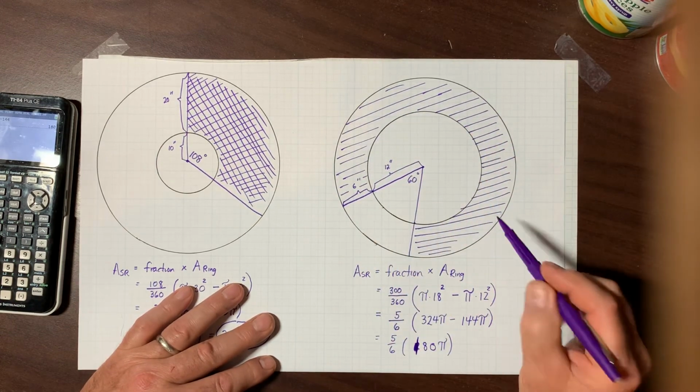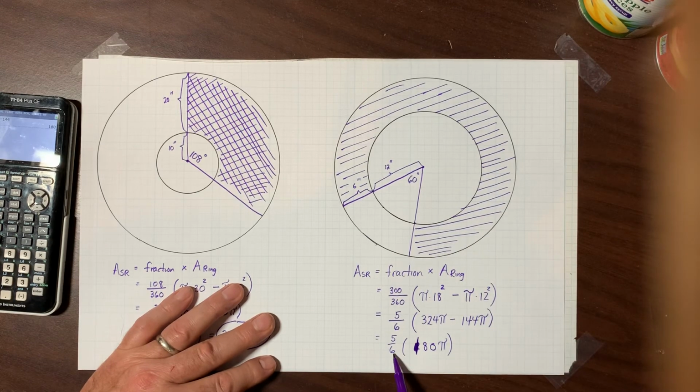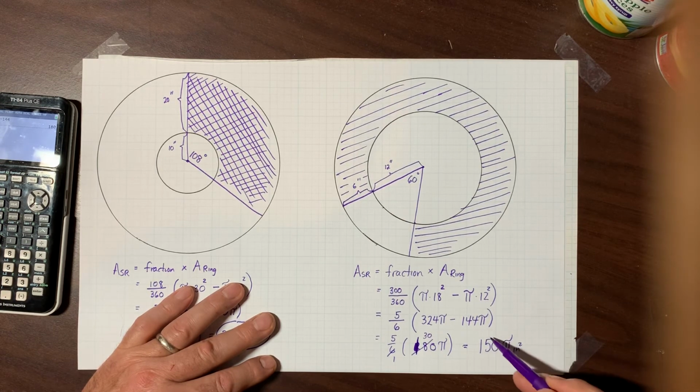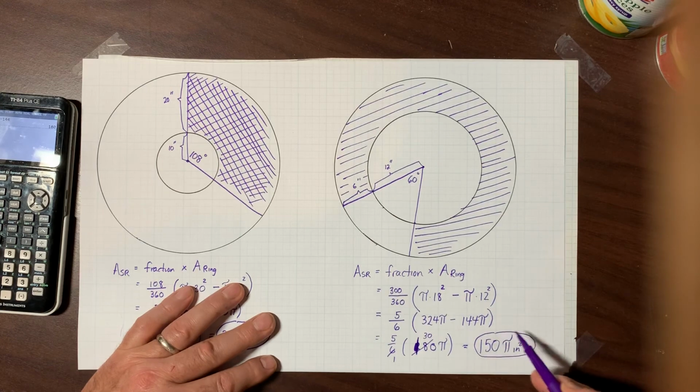But the entire ring is not shaded. Just 5/6 of it is shaded. So I need to multiply 5/6 times 180 pi. Let's see, 6 goes once, and 6 goes 30 times. And 5 times 30 would be 150 pi square inches. And that's the answer to this problem.